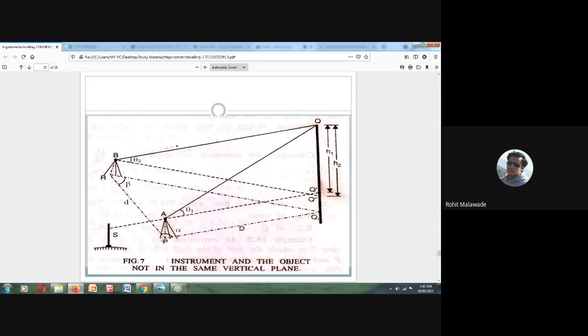Now we will be shifting the instrument to R. We will look towards the point Q and note down the angle theta 2, and then from R we will look towards P and measure the angle beta. So from P we measure the vertical angle theta 1 and, looking towards R, measure alpha. From R we look towards Q to measure the vertical angle theta 2, and from R to P we measure the angle beta.